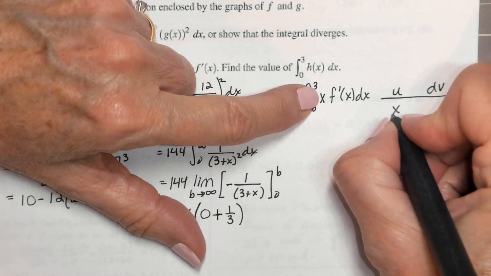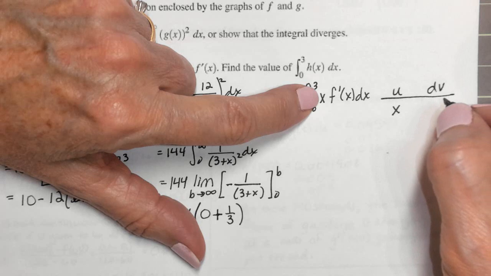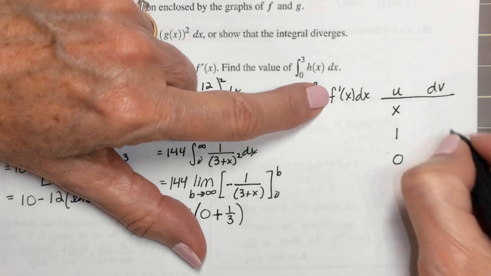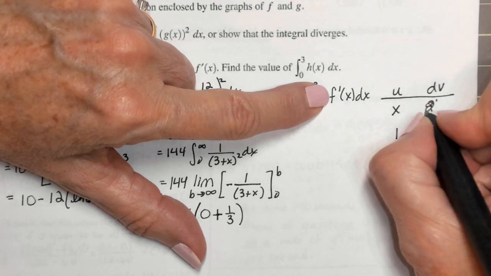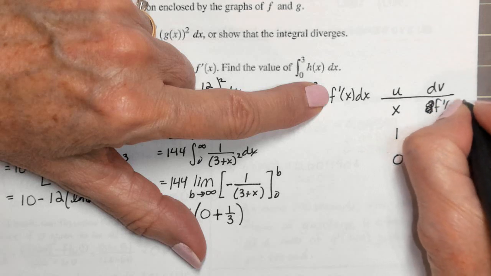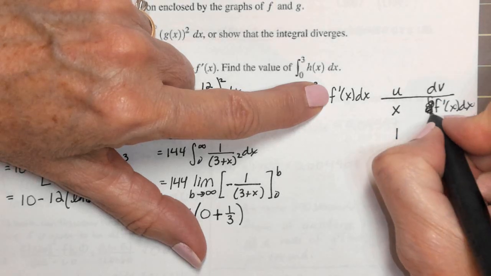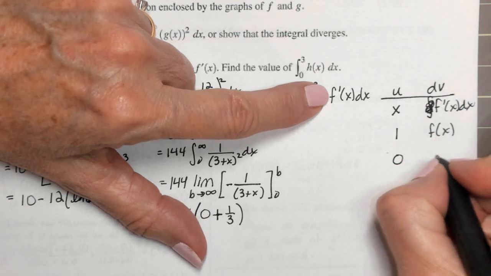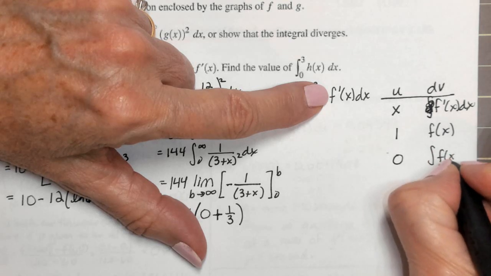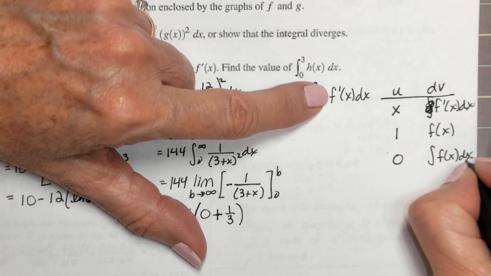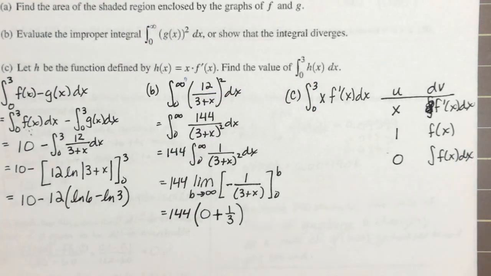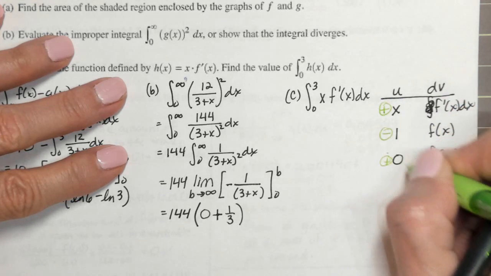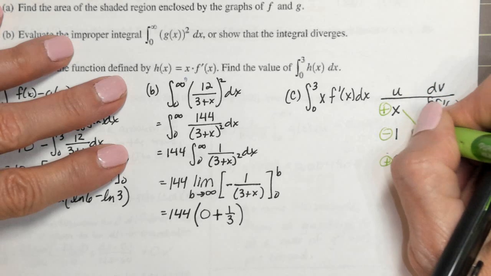X is going to be my first u. The derivative of x is 1. The derivative of 1 is 0. My first dv is f prime of x dx. We integrate all of our dv's. The integral of f prime is f. The integral of f is the integral of f. Yeah? I never write an integral without a d something. Okay? And now, plus, minus, plus, minus, plus, minus, plus, and we go diagonally.